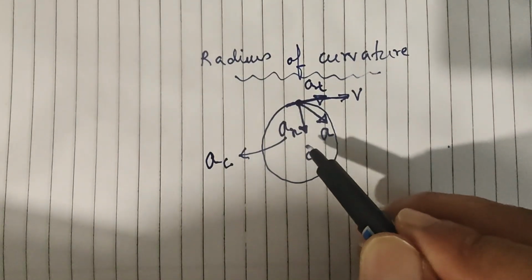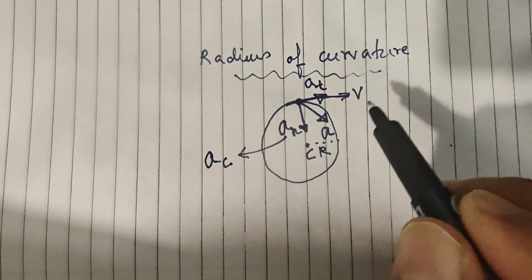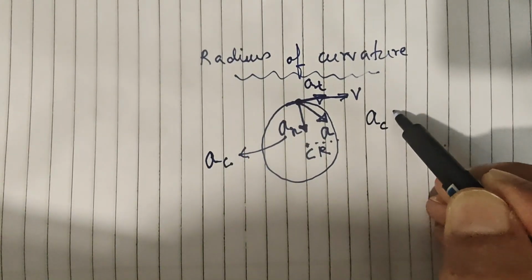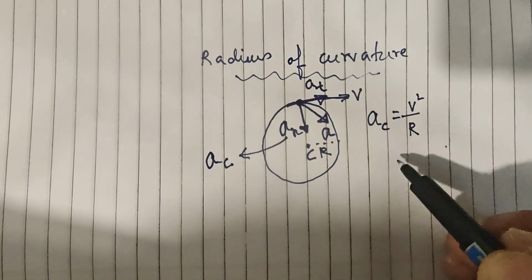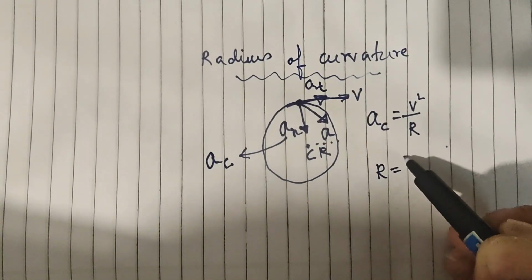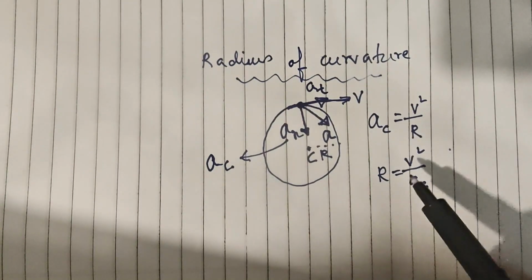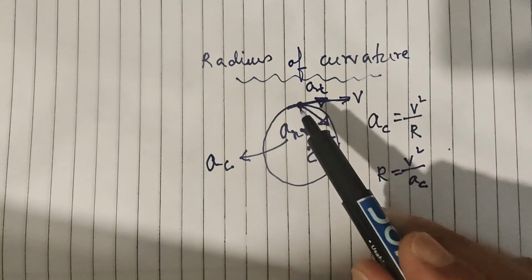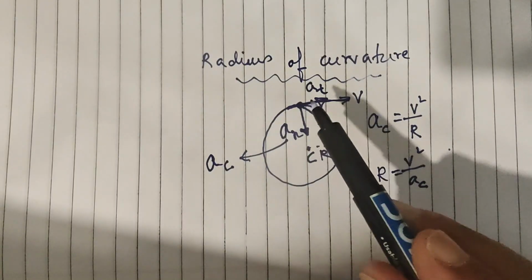Now, to find the radius of this circle r, you just need to remember this formula. Centripetal acceleration is equal to v squared by r. So r will be what? v squared by a_c. So to find the radius, what should we do? Divide the velocity squared at this point by the component of acceleration which is perpendicular to velocity.